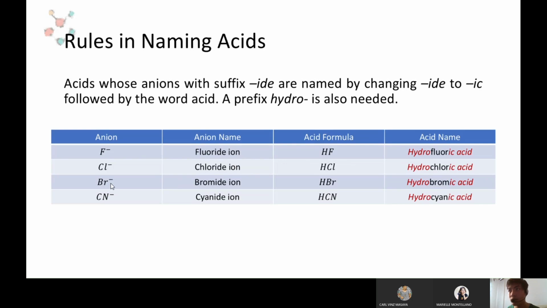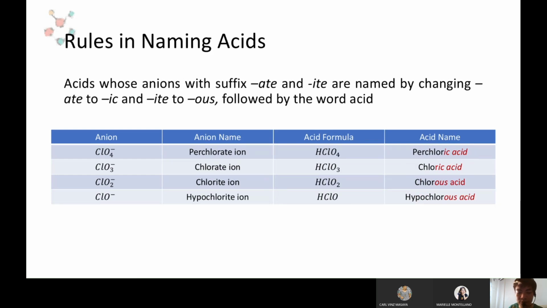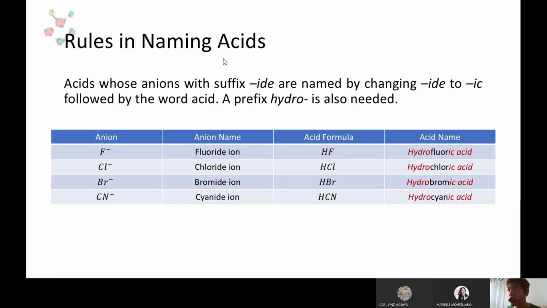Paano mag-name ng acids? Dalawa lang to, no? Medyo madali lang. So in naming acids, just look at your anion. If your anion ends with the suffix "ide", ang gagawin mo, you just change the "ide" to "ic", then you add the word acid. Tapos maglalagay ka ng hydro. Ang dami nilagay, di ba? Yung "ide", gagawin mong "ic", tapos maglalagay ka ng term na acid sa dulo. Tapos maglalagay ka pa ng prefix na hydro.